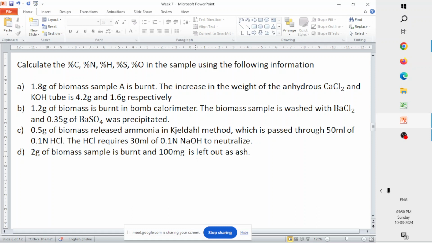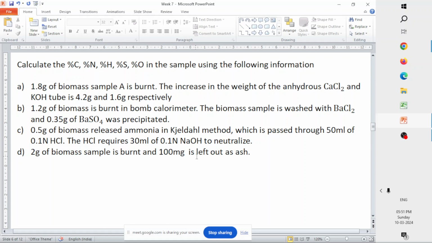So they have given you 4 different pieces of information. The first information says that they burn 1.8 gram of some sample biomass A. Let that be any biomass sample. It is going to get burnt, and then you observe an increase in the weight of the anhydrous CaCl2 and the KOH that are present in your tube.